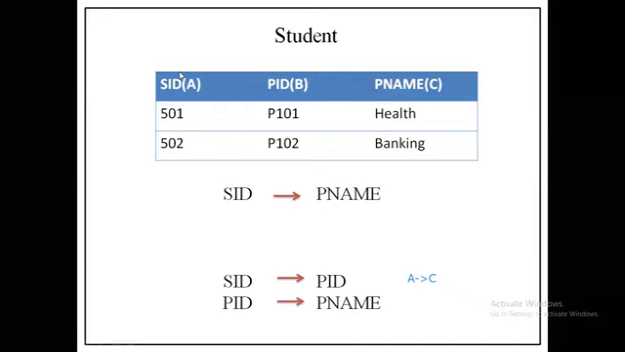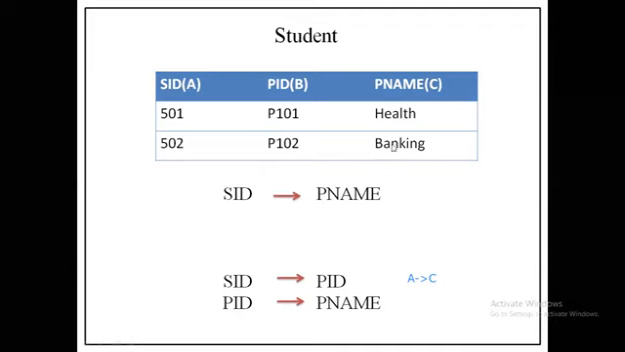I want to know which student is doing which project. So project name depends on project ID, and again project ID depends on student ID. So in this case, C depends on B, and B depends on A. If we avoid this project ID dependency, then it will be in third normal form.